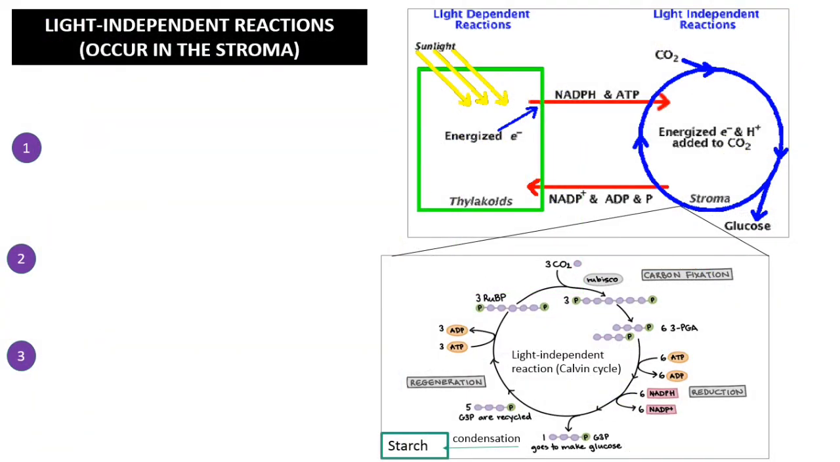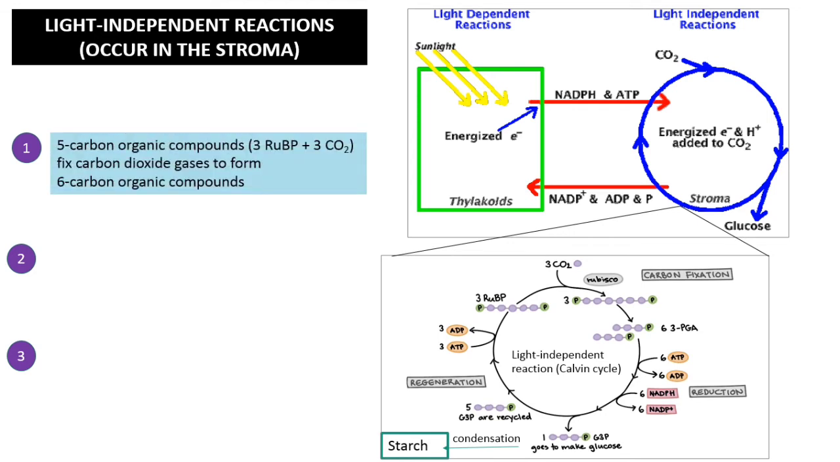So this is light independent reaction, which occurs in the stroma. The process of light independent reaction, or the other name, is called the Calvin cycle. This is the process involved. First, the 5 carbon organic compound, RuBP, here, fixes carbon dioxide gas to form a 6 carbon organic compound. So 5 carbon organic compound, carbon dioxide, and we form 6 carbon organic compound.